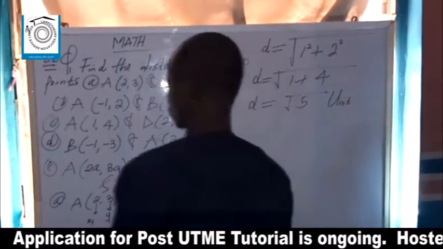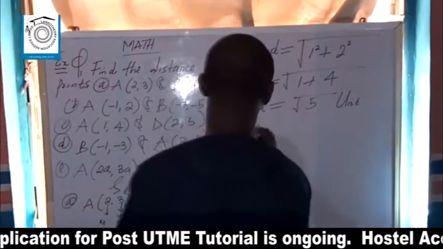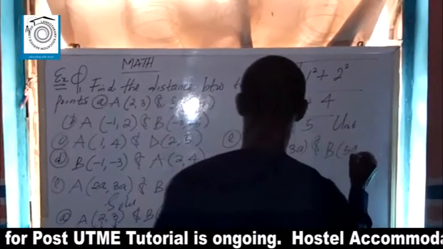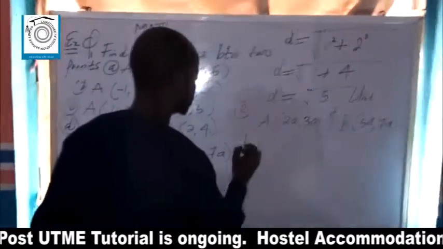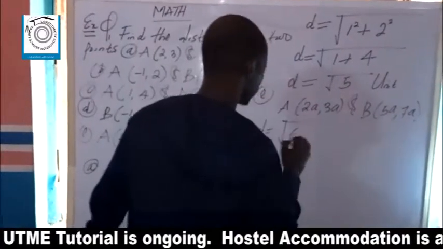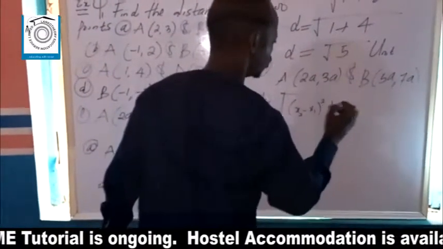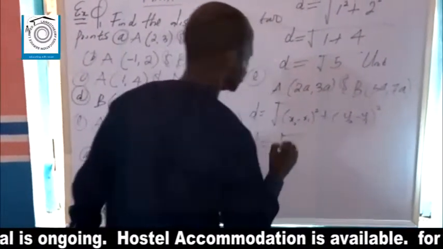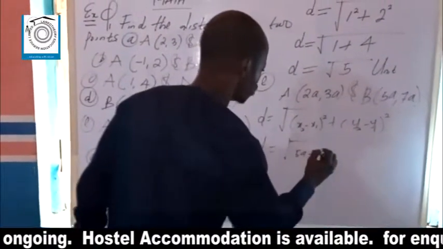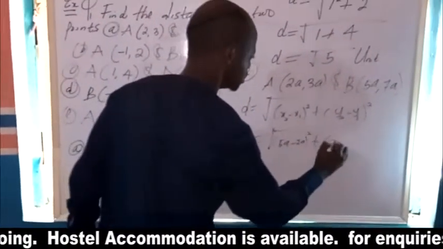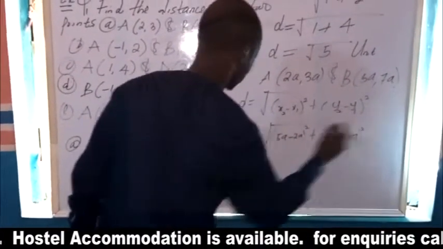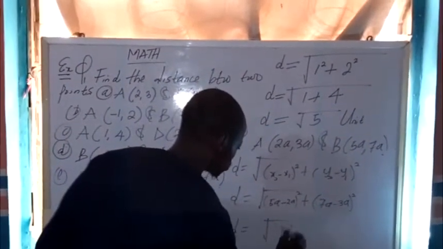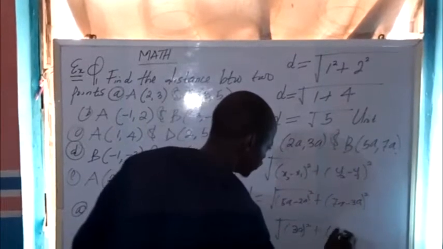Let me try as much as possible to solve question E, which contains the arbitrary constant a. We are given 2a, 3a, and another point B equal to 5a, 7a. So in this case, the distance between the points is equal to the square root of x2 minus x1 raised to power 2 plus y2 minus y1 raised to power 2. So d will be equal to the square root of, x2 is equal to what? 5a minus 2a, everything raised to power 2, plus 7a minus 3a, everything raised to power 2. So d will be equivalent to, 5a minus 2a gives us 3a raised to power 2, then 7a minus 3a gives us 4a raised to power 2.